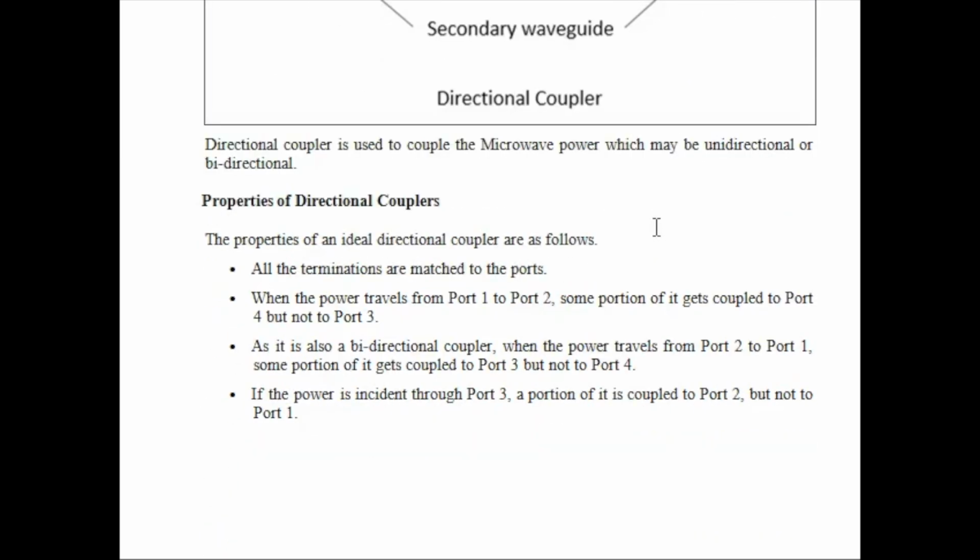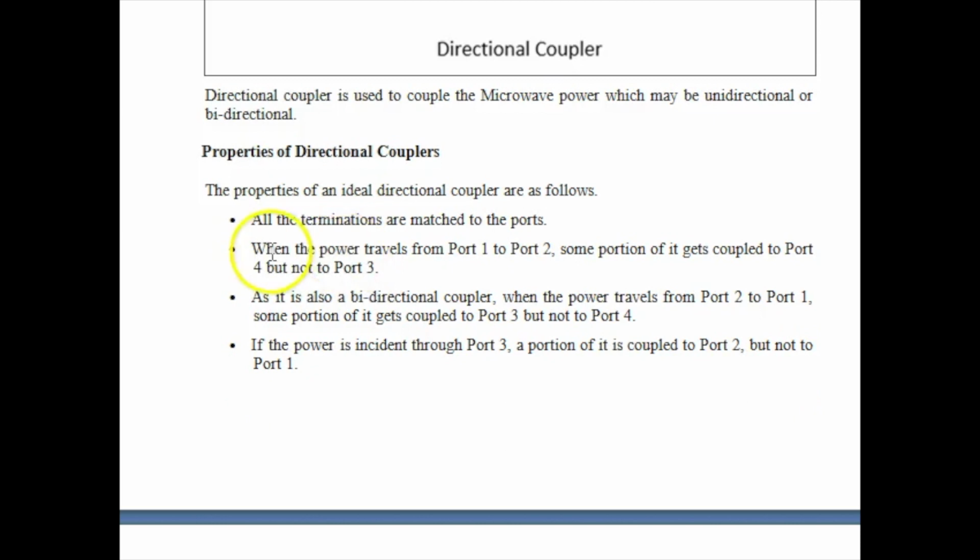What are the properties of a directional coupler? The properties are as follows. All the terminations are matched to the ports. When the power travels from port 1 to port 2, some portion of it gets coupled to port 4 but not to port 3. And this is also a bidirectional coupler. That is, when the power travels from port 2 to port 1, some portion of it gets coupled to port 3 but not to port 4.